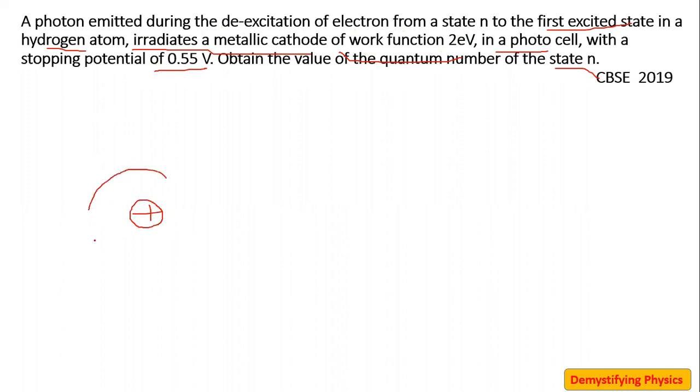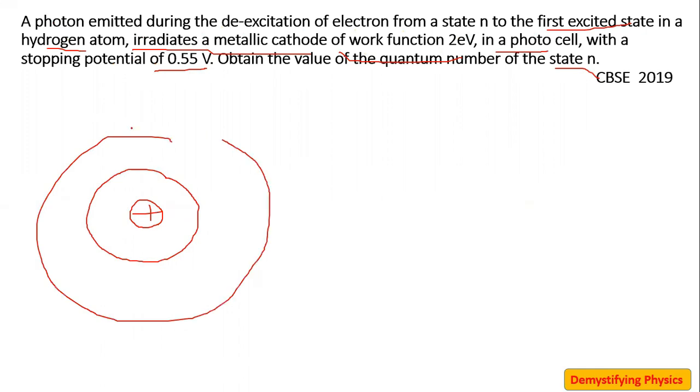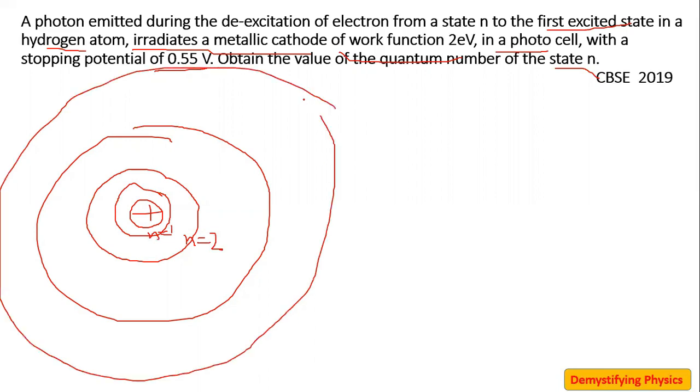The electron is de-excited from some higher energy level to the first excited state. First excited state means n is equal to 2. This is the ground state, third, fourth, and so on. So from some higher energy state n, it has de-excited to the first excited state.